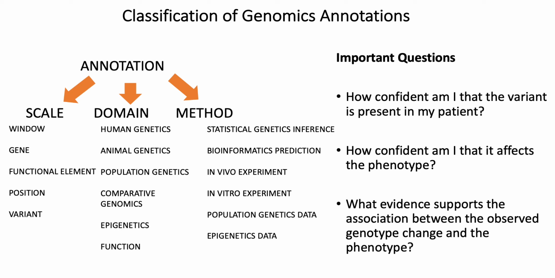Now I'm showing you a classification system that we implement to help a curator to ensure the quality of evidence when searching for candidate variants. The strength of evidence heavily relies on the resolution level of each annotation, the knowledge domain it belongs to, and the method used for generating the annotation. The resolution ranges from specific transcript and variant details to broader functional units. An example of knowledge domain can be human or animal genetics. The methods employed include statistical genetics, inference, bioinformatics predictions, as well as in vivo or in vitro experiments.